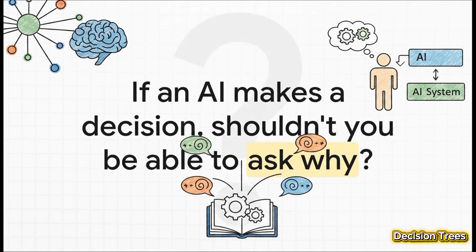Which leaves us with a final question to chew on. When an algorithm has this kind of power, this much influence over our world, isn't the ability to understand its reasoning more than just a nice feature? Isn't it a basic right? If an AI makes a decision about you, shouldn't you be able to ask it why?